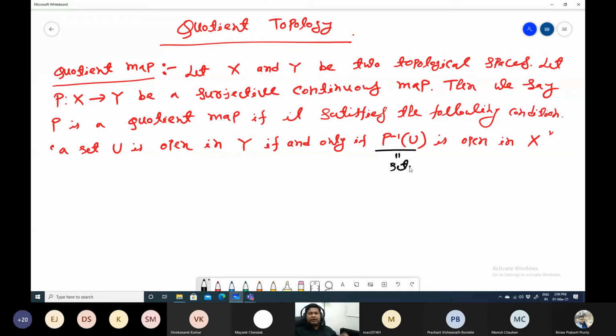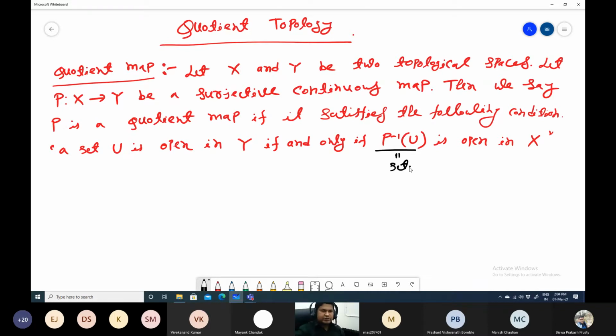Okay, so it is not that P inverse of U. It is just P inverse U, and it is a set. That means the collection of all pre-images of the elements of U. So this is a set, and this is just a notation, P inverse U. So I am not claiming that P is bijective, or that P inverse is a function.